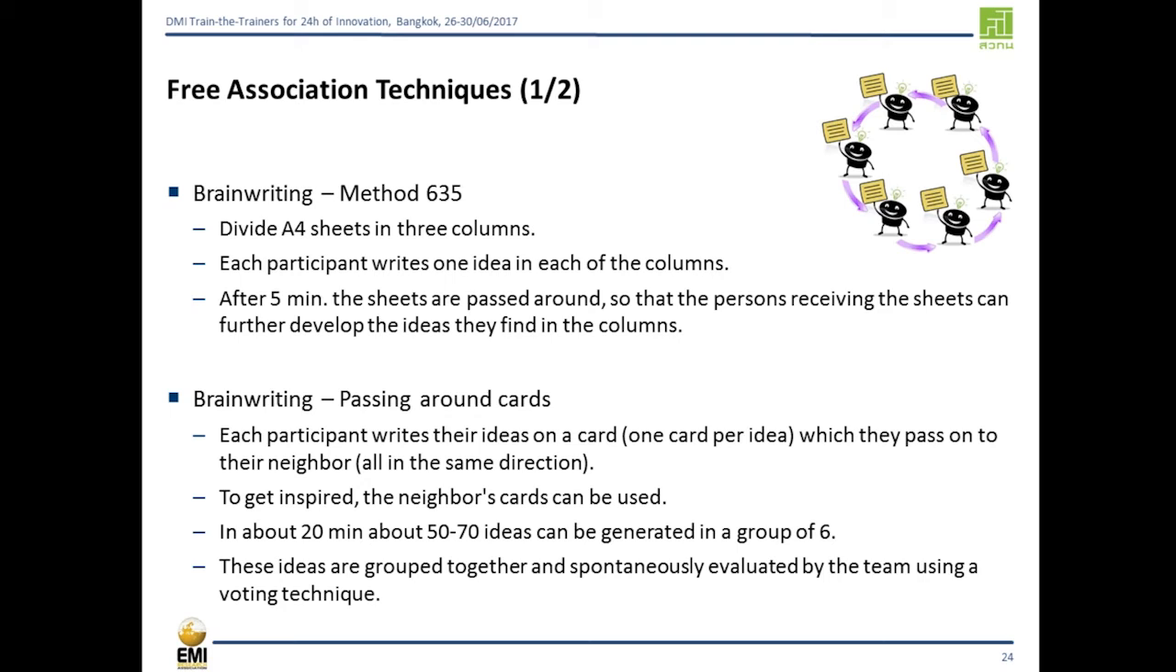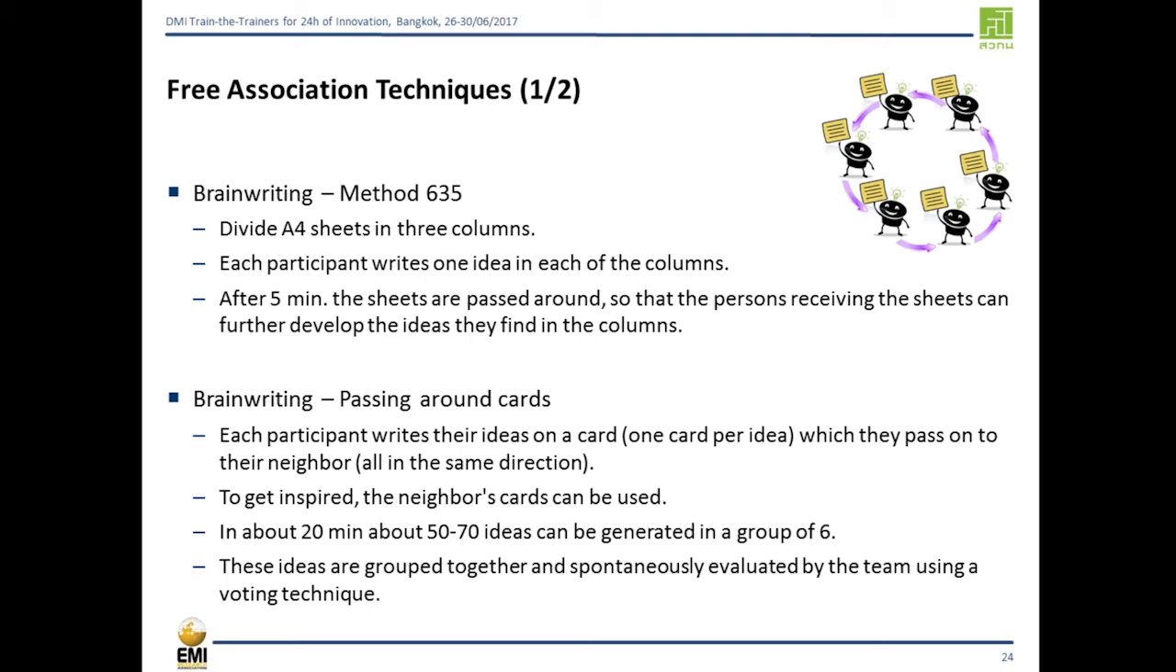So you have a 6 team. Typically 6 team members, 3 columns, and then 5 ideas, something like that. That's the idea why it's called 635. So each participant will have one idea in each of the columns. After 5 minutes, the sheets are passed around so that the persons receiving the sheets can further develop the ideas the others have put on. So you get inspired by the others in a quite structured form.